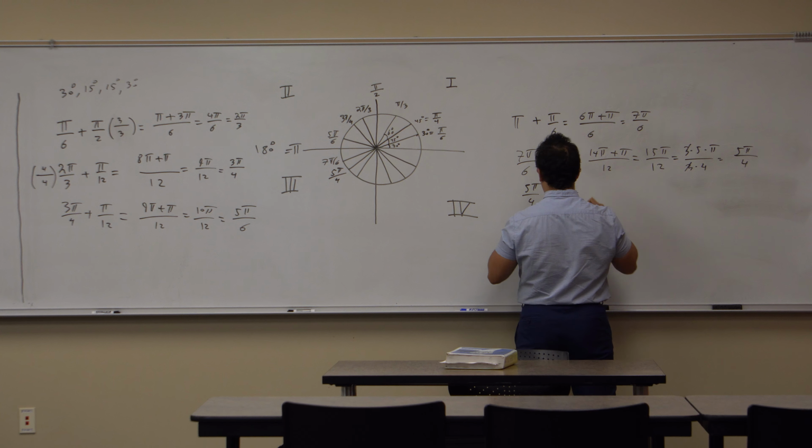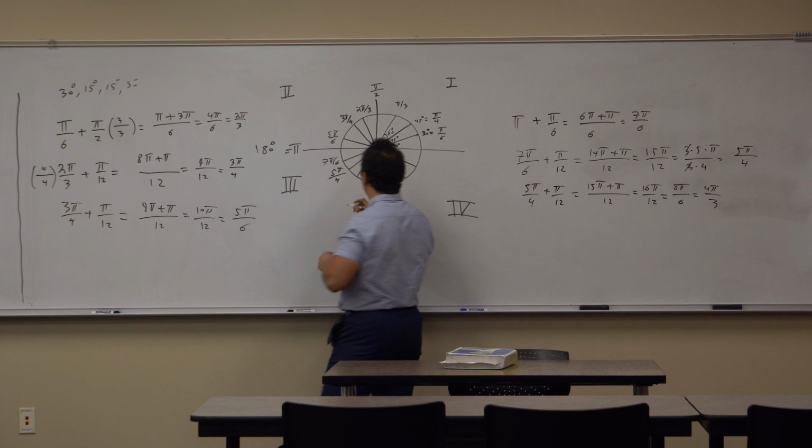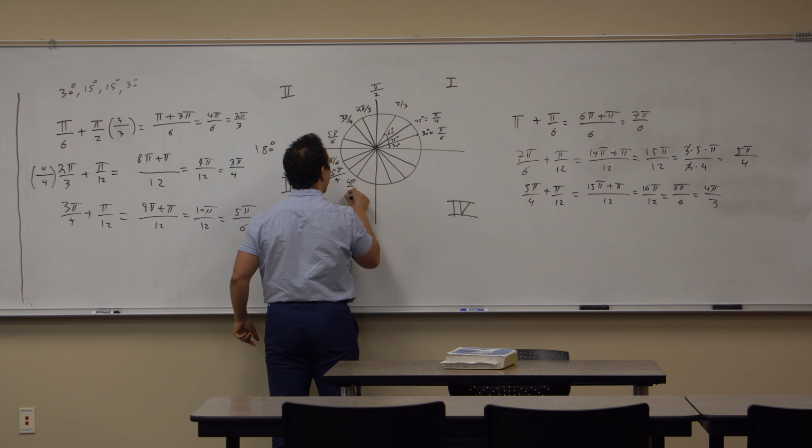And multiplying top and bottom here by 3, I get 15 pi plus a pi all over 12, which is equivalent to 16 pi all over 12, which is equivalent to 8 pi over 6, which is equivalent to 4 pi all over 3. 4 pi all over 3.